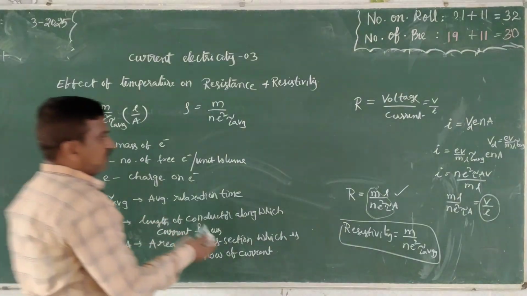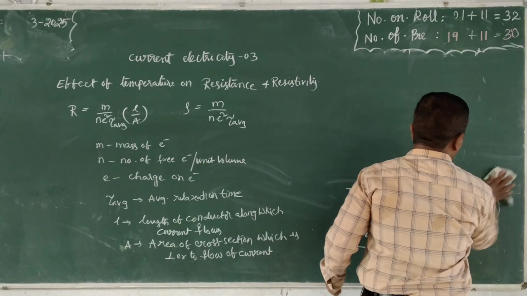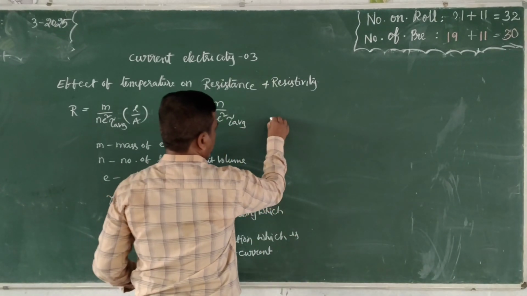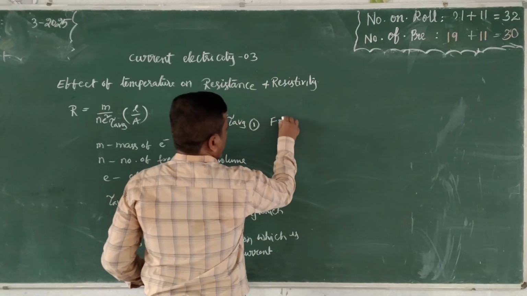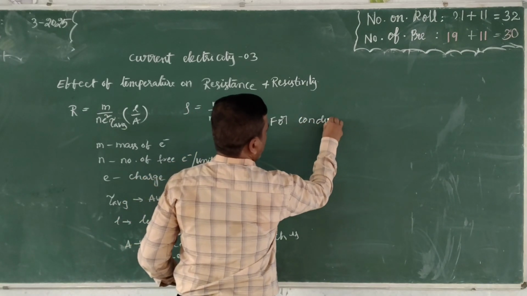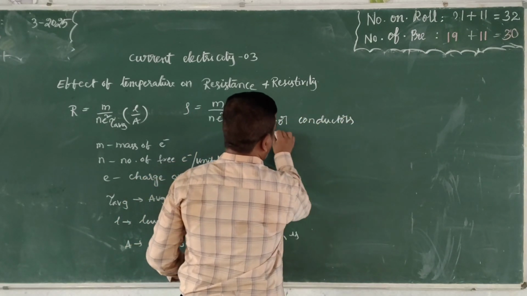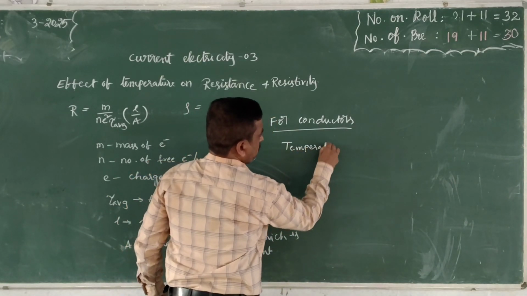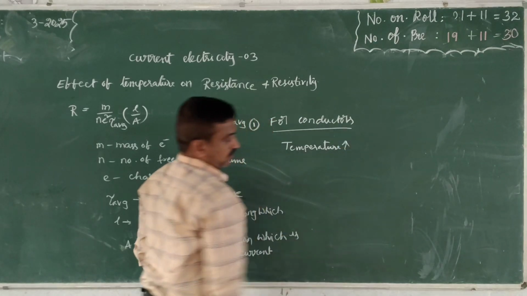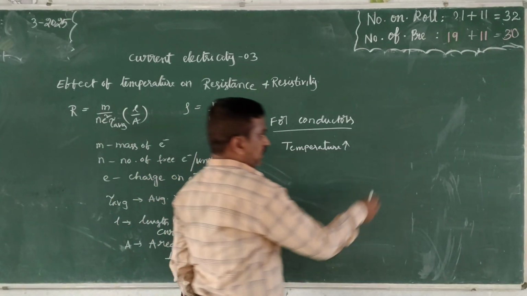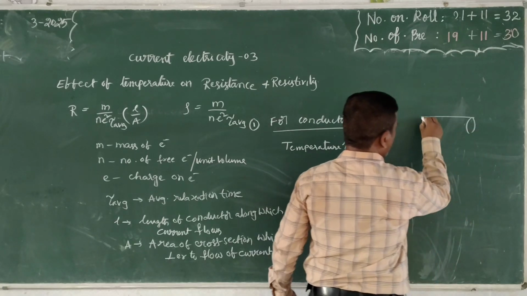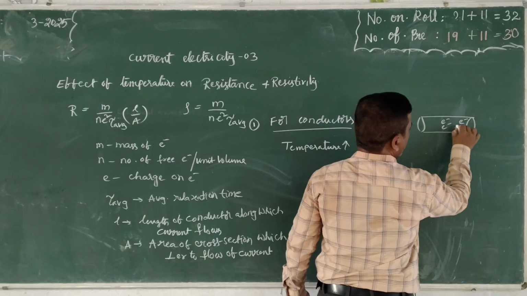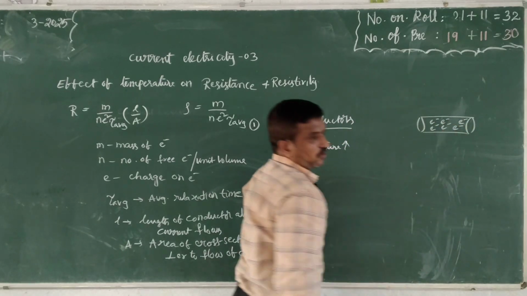For example, we discuss conductors first. Say the temperature increases in a conductor. In a conductor, the number of free charges is large, which means the number of electrons per unit volume is large.